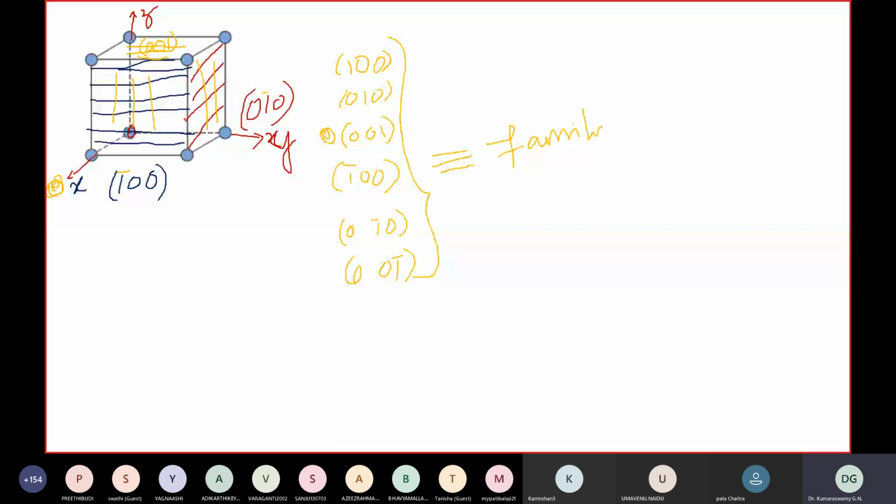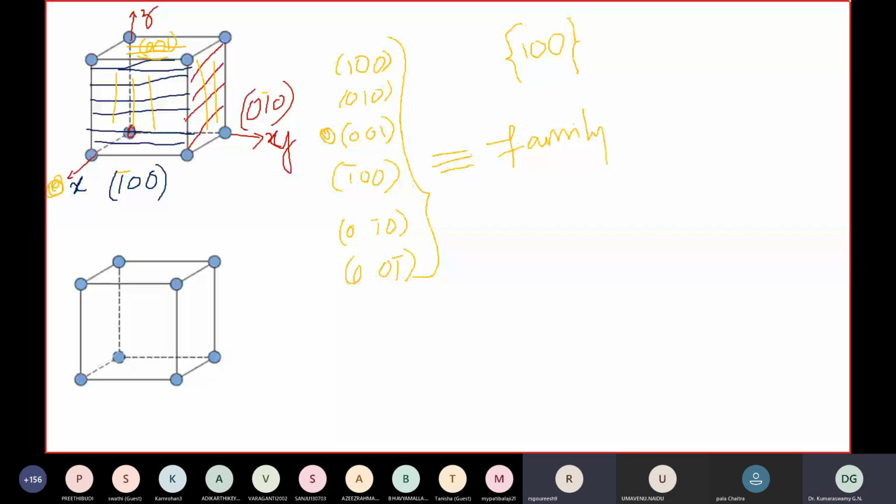Family of planes is represented as 1, 0, 0 within curly brackets. So when we see something like 1, 0, 0 in curly brackets, this represents 1, 0, 0, 0, 1, 0, 0, 0, 1, 1 bar 0, 0, 0, 1 bar 0, 0, 0, 1 bar. All these are represented by just one particular plane. Okay, clear? Okay, move on.